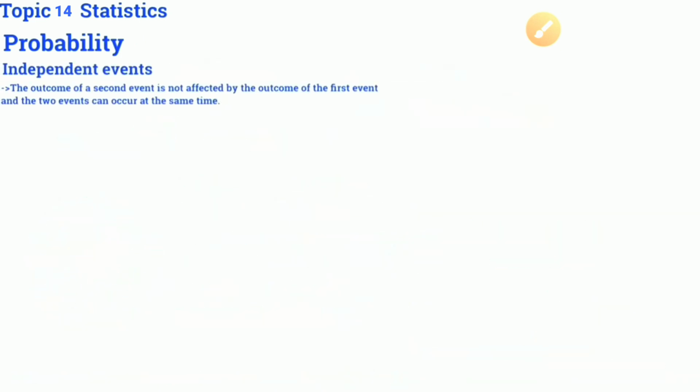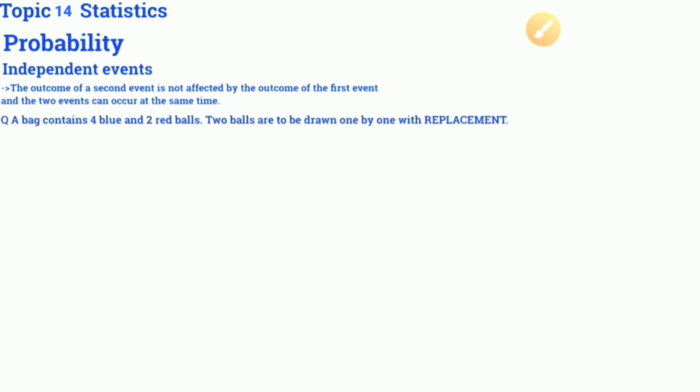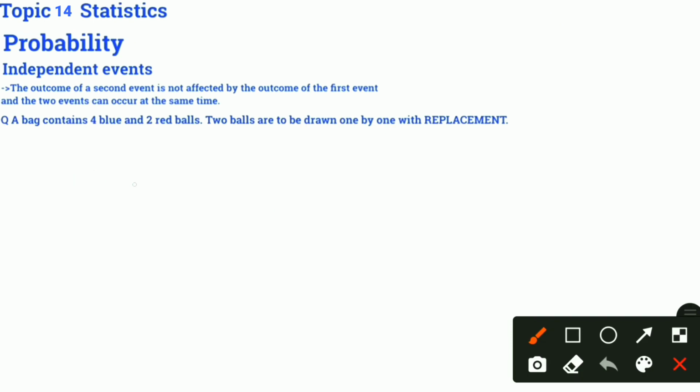Independent events. The outcome of a second event is not affected by the outcome of the first event, and the two events can occur at the same time. A bag contains 4 blue balls and 2 red balls. Two balls are to be drawn one by one with replacement.